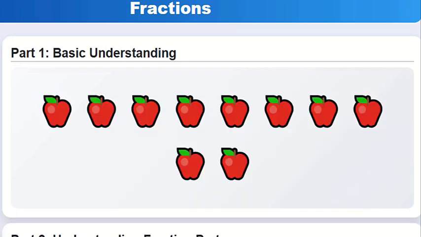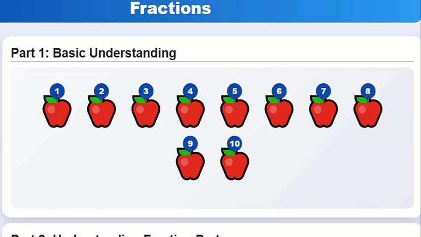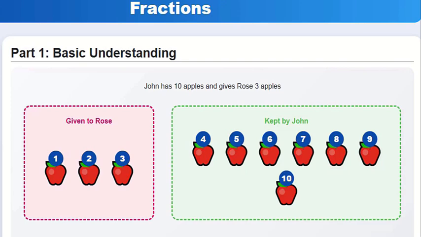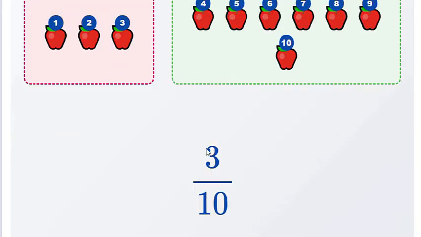Let us say John has 10 apples. Then John gives Ross 3 apples out of the 10 apples. Then you are told to write in fraction form the number of apples given to Ross out of the total number of apples John had. To do so, we need first to know that Ross was given 3 apples, but the total number of apples were 10. So to write, it will be 3 apples given to Ross out of 10, which is the total number of apples John had before giving Ross.